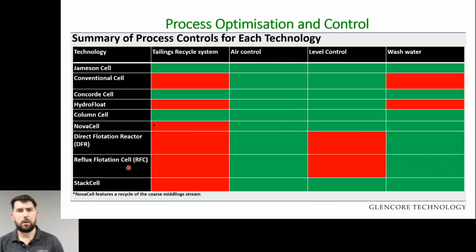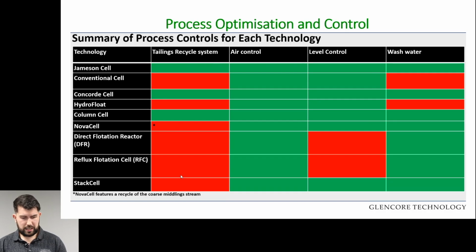Now moving into the process optimization and control for each technology. So we broke this down into four key categories. First, we have the tailings recycle system, which recycles a portion of your tailings back to your feed, and that'll be discussed further on the next slide. Now, only the Jameson cell, the Concorde cell, and the column cell have a tailings recycle system. You then move into air control. Now, air control is absolutely essential for flotation, so you'll find that every flotation technology has some form of air control. Then we move into level control, which is the ability to control the froth depth or the level of the pulp inside the cell.